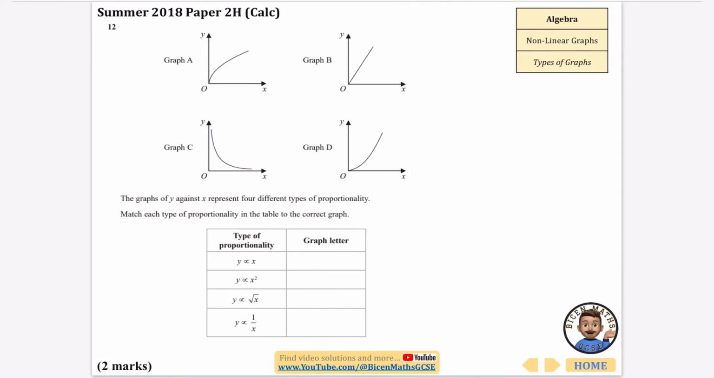Okay, now, even though this could have gone in the proportion topic, I decided to put it in types of graph because I just think it kind of belongs here because of the shapes that we've got. So it says that the graphs of y against x represent 4 different types of proportionality. Match them to the graphs.